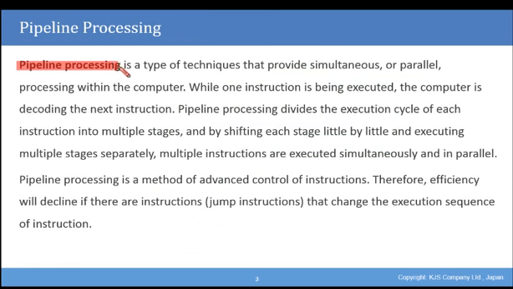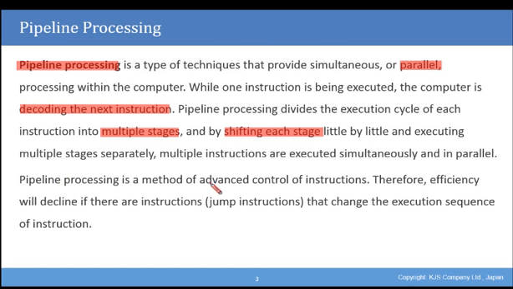So, pipeline processing is a type of technique that provides simultaneous or parallel processing within the computer. While one instruction is being executed, the computer is decoding the next instruction. Pipeline processing divides the execution cycle of each instruction into multiple stages, and by shifting each stage little by little and executing multiple stages separately, multiple instructions are executed simultaneously and in parallel.